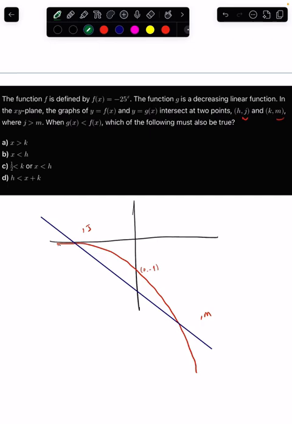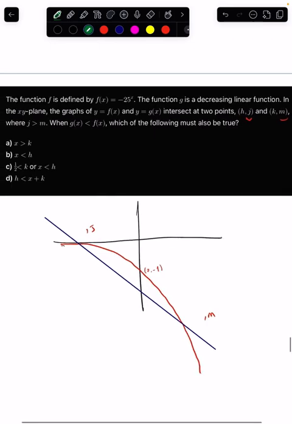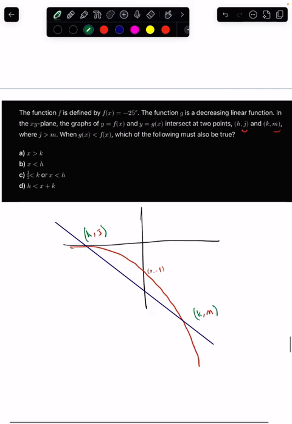Okay, so what else do I have? H and K. Yeah, H and K. So I've got to put H in here, right? And K in here. I'm going to put it like that. That's the condition. So which of the following must also be true? Let's see. H is less than x plus K. H right here is here, right? x plus K. K is right here.